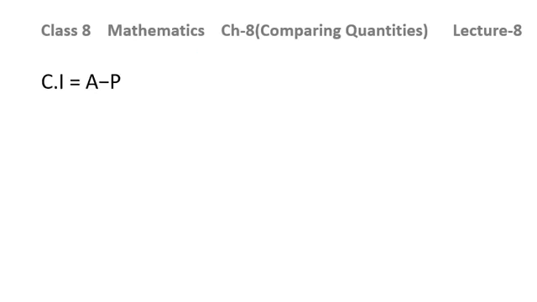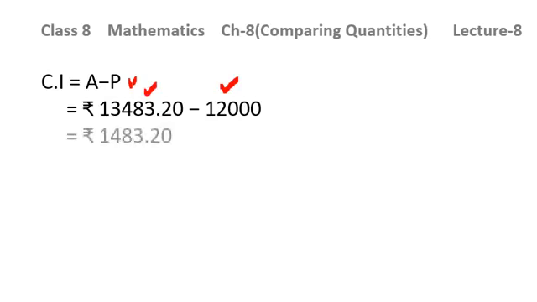So compound interest is given by the formula amount minus principal. Putting the value of amount and principal, this is your amount 13,483.20. This is your principal. So after solving, you will be getting 1,483.20. This is your compound interest.